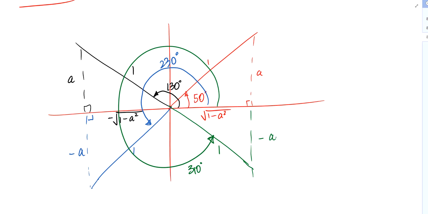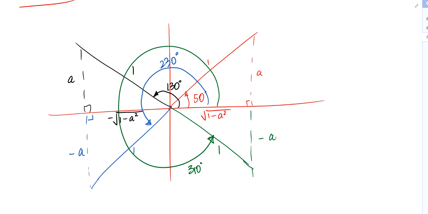A, B, C, D. So check your answers at the back. Do you have any questions? Okay, let's talk about part E. Any problem? None. So let's move on to part E.